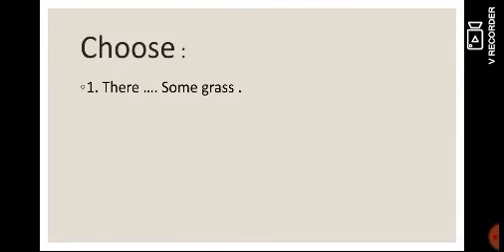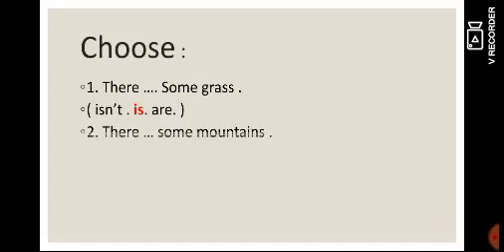Choose. There is some grass. Grass is an uncountable noun, so we only take is or isn't, but some goes with affirmative, so there is some grass.